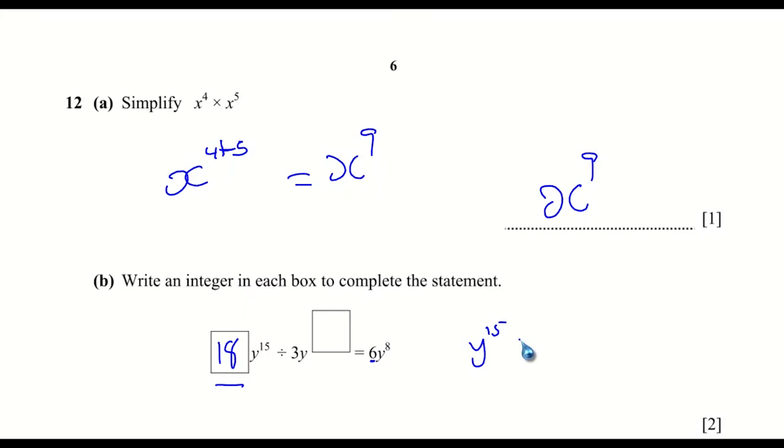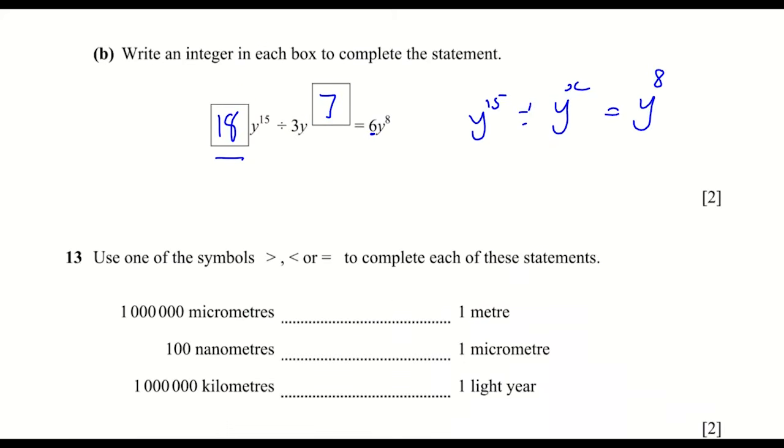Let me write here, divided by y to the power of, let's say, x, equals y to the power of 8. So with the division law, you have to subtract the powers. So 15 minus what will give you 8? That would be 7, right? So this is going to be 7. Pretty easy to do.